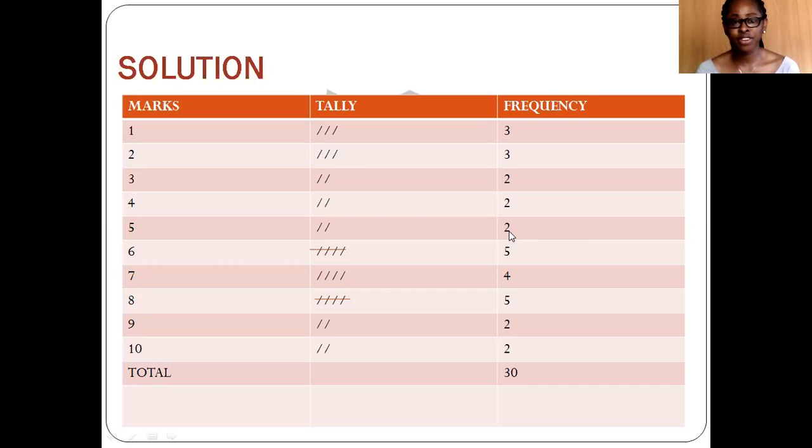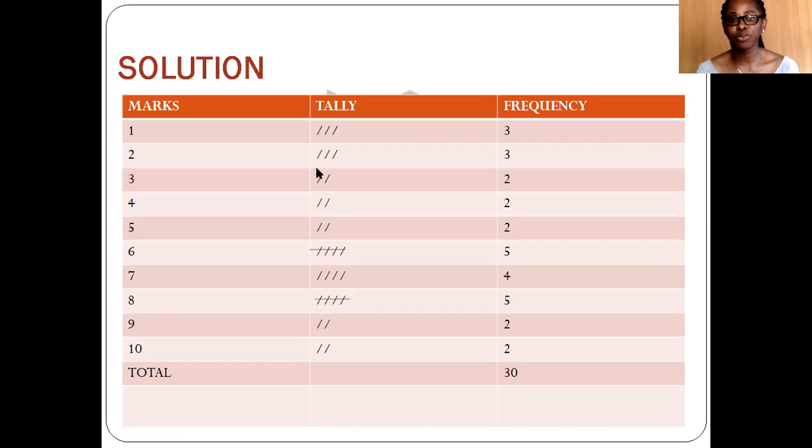Don't forget, during the frequency table, you have the marks. You arrange in ascending order from the lowest to the highest mark. Now from the data given, we have 1 as the lowest and we have 10 as the highest number. So you arrange your frequency table from 1 to 10. This is marks, that is the test scores, this is tally, and this is the frequency. Number 1, how many students scored 1? We have 3 students. How many students scored 2 marks? We have 3 students.